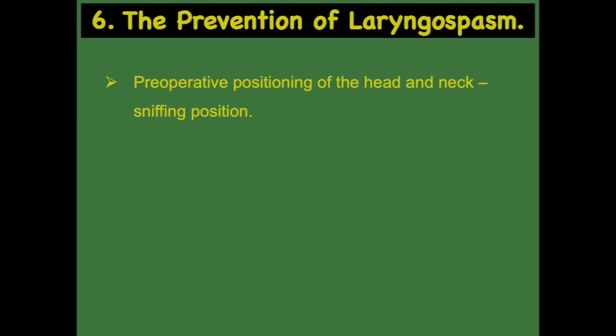So these prevention measures are to position the head and neck into the sniffing position. I sit the patient's head up slightly so that the body is not parallel to the floor. I want the head in more of an upright position, especially while I'm doing sedation or anesthesia.